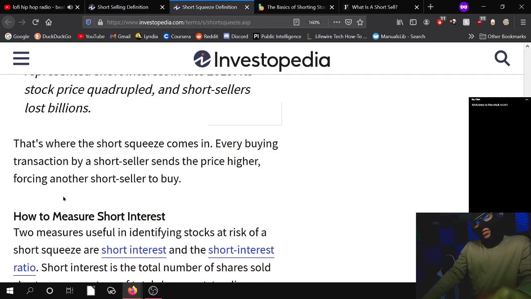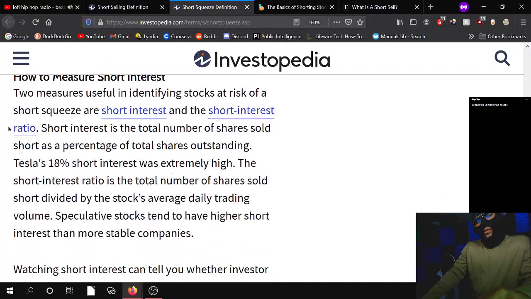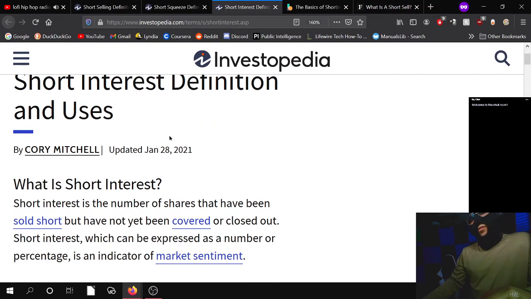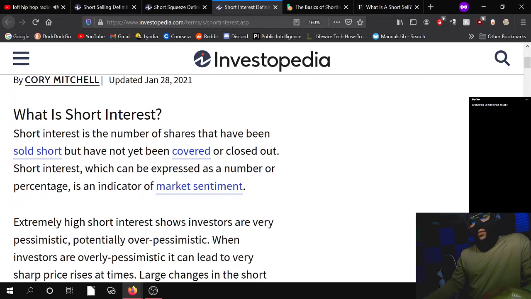How to measure short interest. Two measures useful in identifying stocks at risk of a short squeeze are short interest and the short interest ratio. So I'm just going to briefly go with short interest ratio. It's just going to be a math formula. So, short interest definition. What is short interest? Again, by Corey Mitchell.